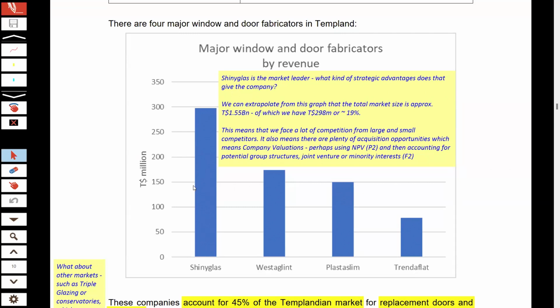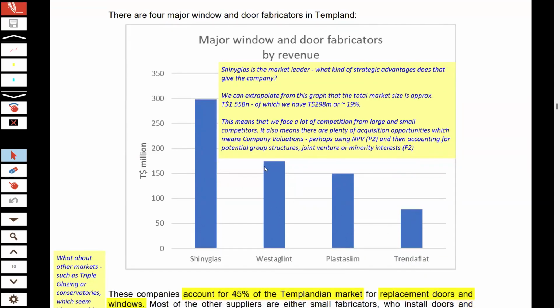It's the market leader. And we can see from this that it has a significantly greater volume or value of sales in Templand than the next nearest competitor. Now, the next nearest competitor here is Westerglint. And we are given in the pre-seen the financial information of Shinyglas and Westerglint. And we're going to look at those in the second part of this pre-seen analysis that I'm doing Monday evening UK time. But when we just look at this diagram, we can see that Shinyglas has managed successfully to become a significant market leader in this industry.